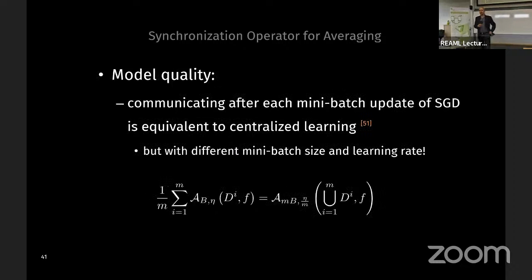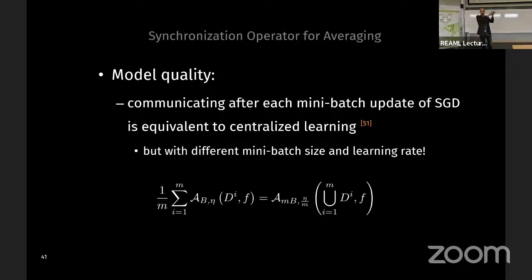So before I go to the next approach, let's just briefly talk a bit about model quality, because that's our topic here. You can show that this periodic averaging, if you average after each update step, is equivalent to centralized learning. So it is as good, with a tiny, tiny drawback that you have a different learning rate and a different mini batch size. And the reason is, if you do all these mini batch updates and then average them, it is as if you did one step with all the data combined.